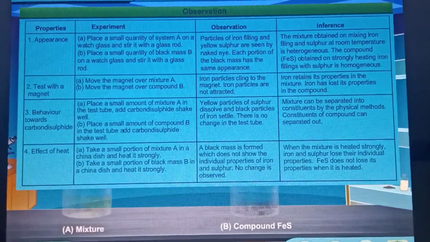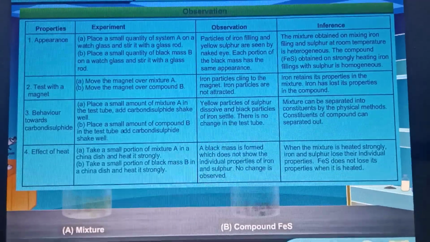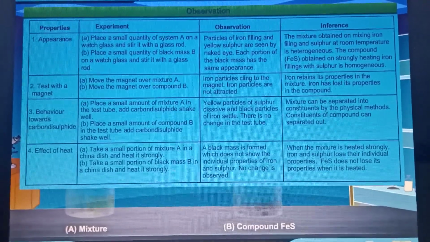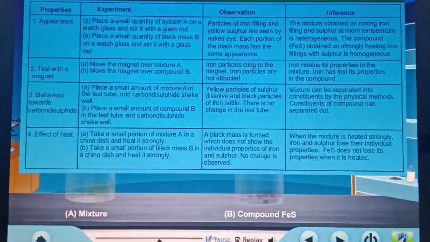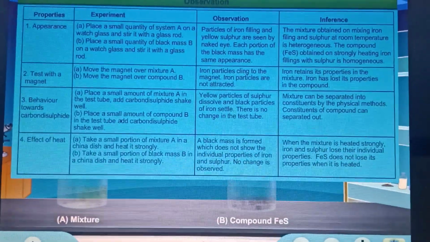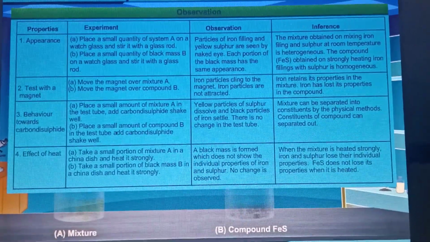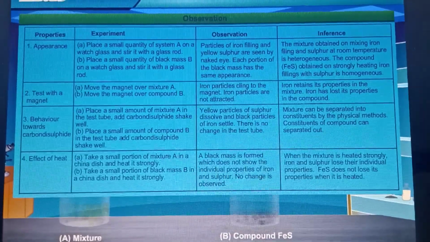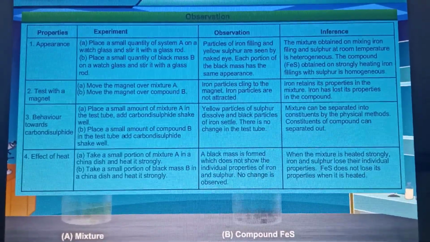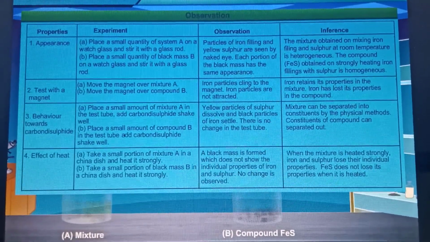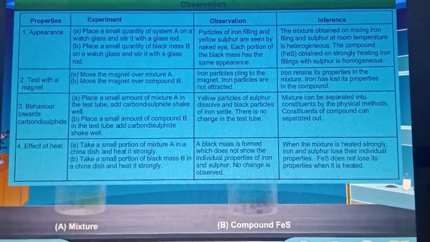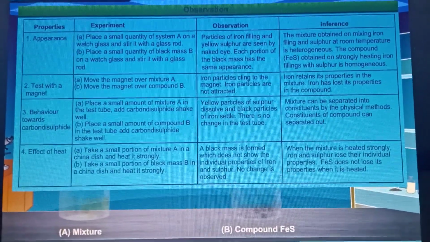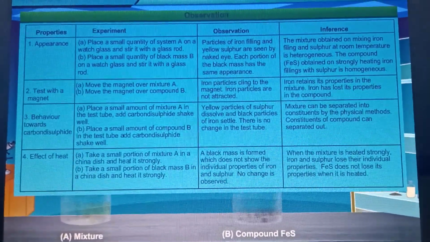Particles of iron filings and yellow sulfur are seen by the naked eye. Each portion of the black mass has the same appearance. The mixture obtained on mixing iron filings and sulfur at room temperature is heterogeneous. The compound iron sulfide obtained on strongly heating iron filings with sulfur is homogeneous.